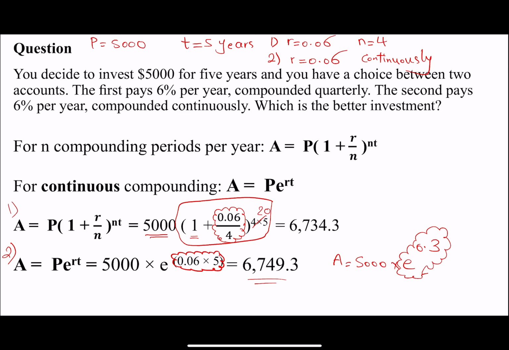So which one is a better option? Second one gives you more money, right? So 6% per year compounded continuously is a better choice in this question, right? Gives you more money.